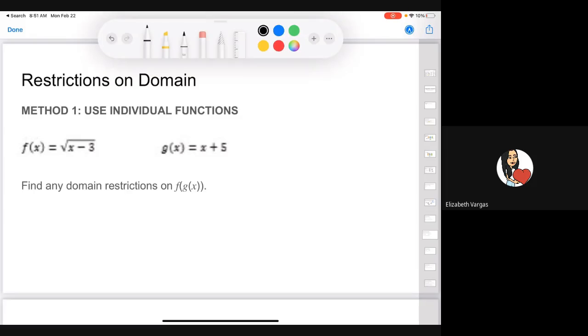And so the first way that we can find this is we can find the individual function domain restrictions and then put those together to find what the composite domain restrictions are. And so more specifically, what I mean by this is we'll find the domain restriction of the equation f of x, and we'll find the domain restrictions of g of x, and then we'll see where the domain restriction is for whatever our new composite equation is.